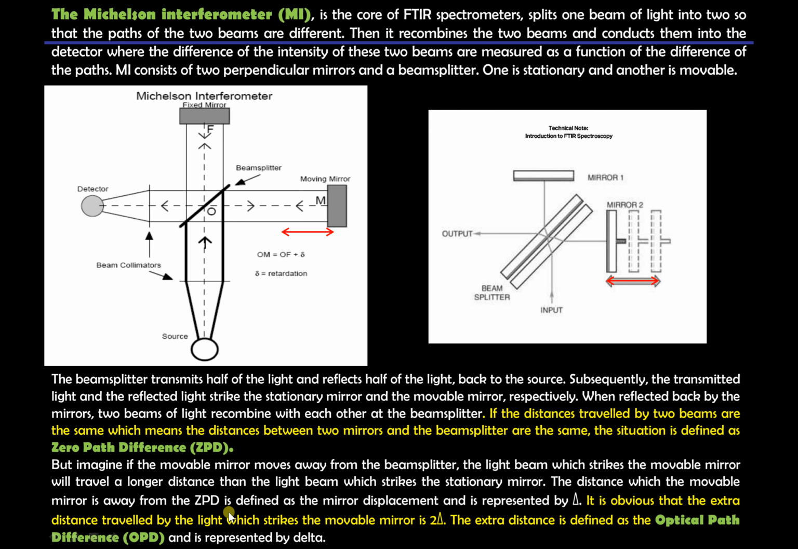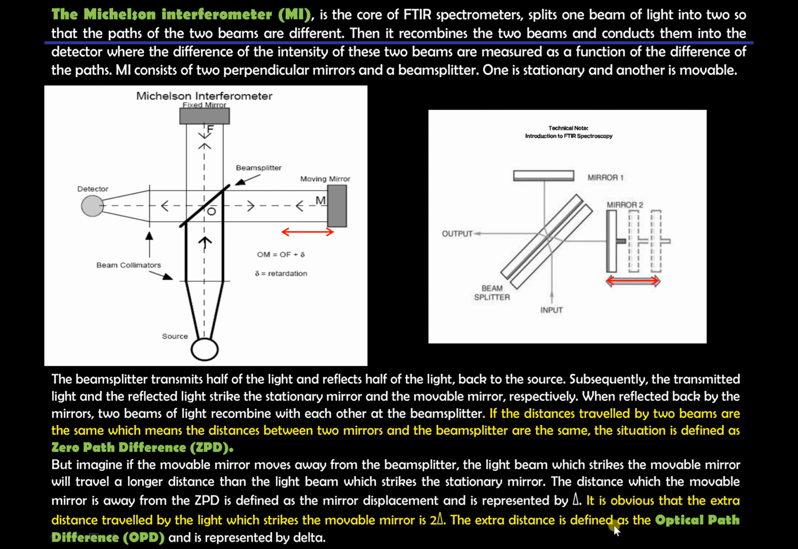The distance which the movable mirror is away from the zero path difference, that is the additional distance which it has moved as a mirror displacement, is represented by delta. And it is obvious that the extra distance traveled by the light which strikes the movable mirror is 2 delta, because the light goes and again comes back.